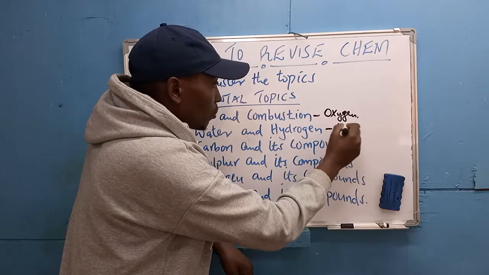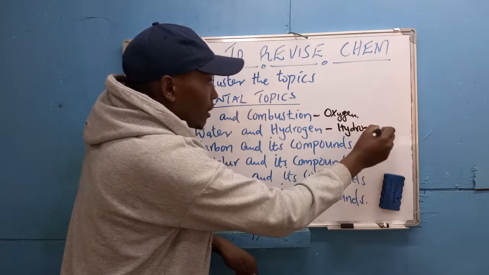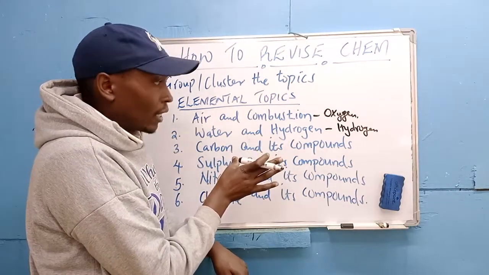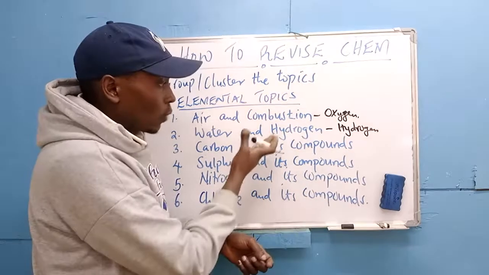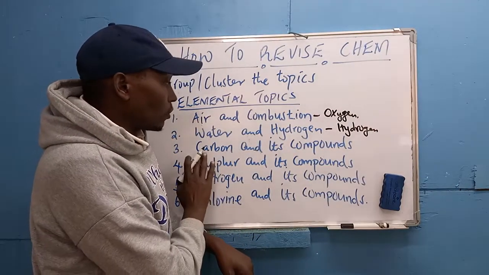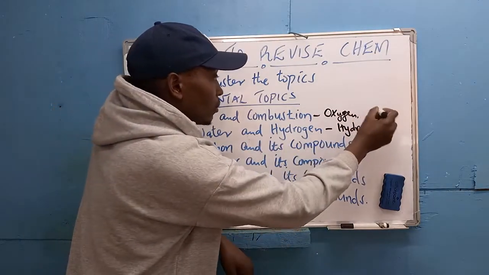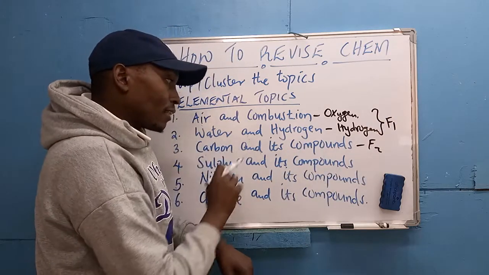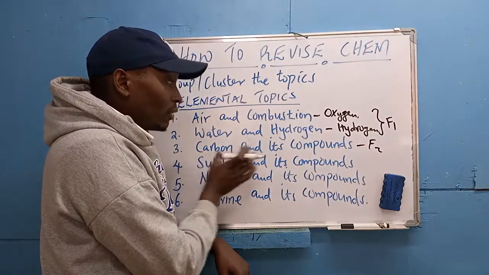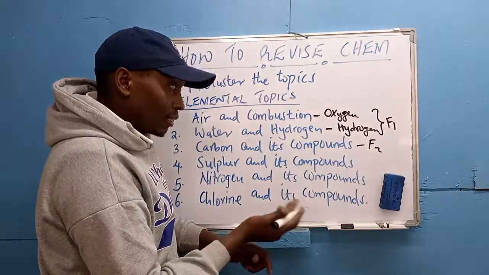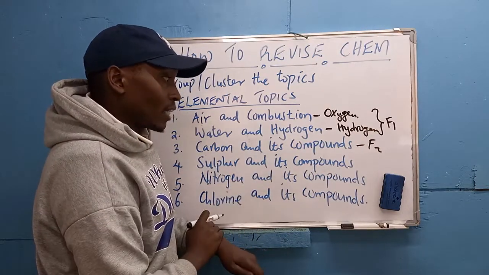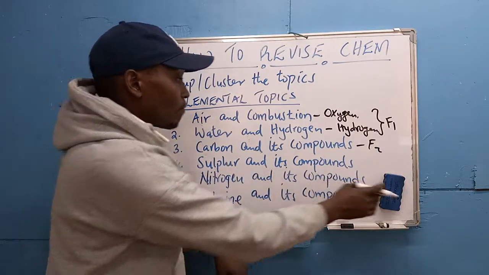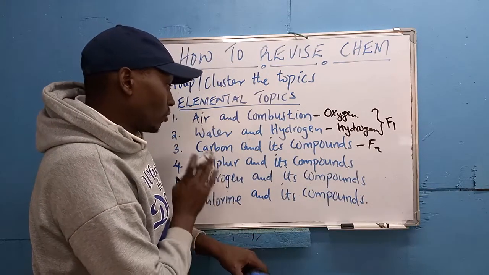Then we have water and hydrogen. Here we study hydrogen, how to prepare hydrogen, properties of hydrogen, both physical and chemical. Then water, which is one of the compounds of hydrogen. Then we talk about carbon and its compounds. Remember, these two are in Form 1. Then in Form 2, we talk about carbon and its compounds. Again, we study carbon and some of its compounds, be it carbon 2 oxide, carbon 4 oxide, the carbonates, etc.